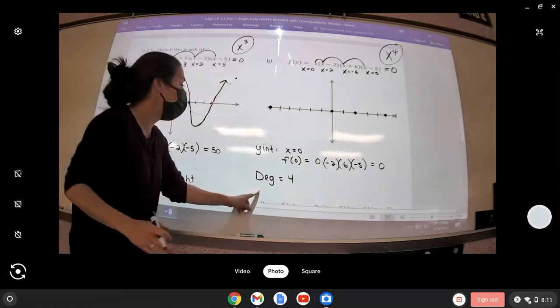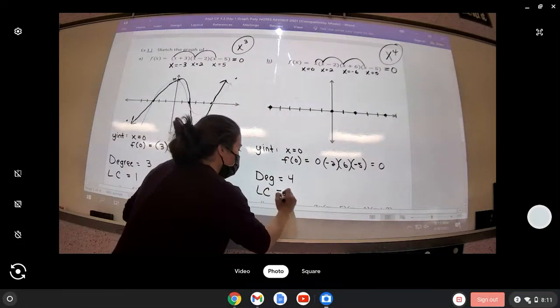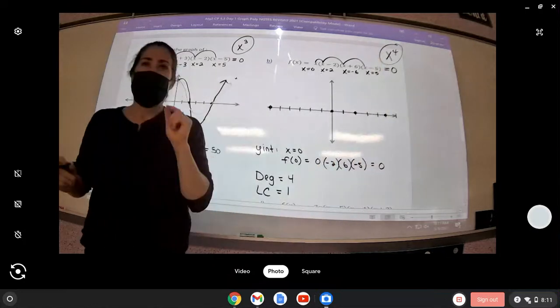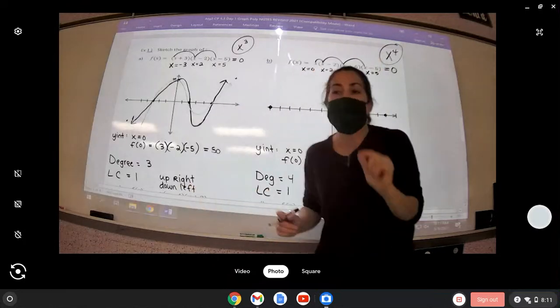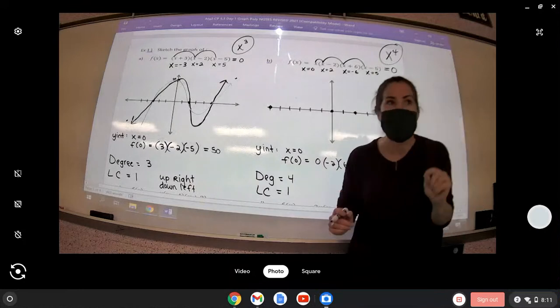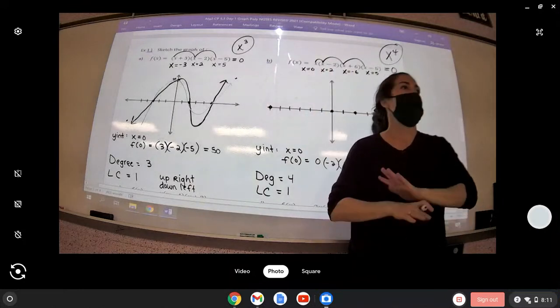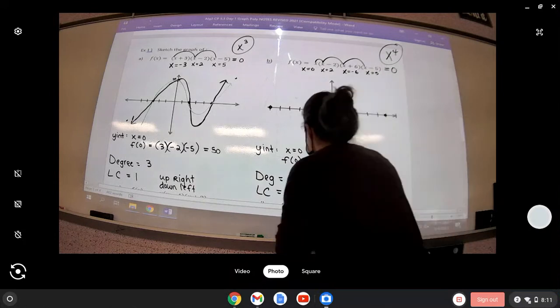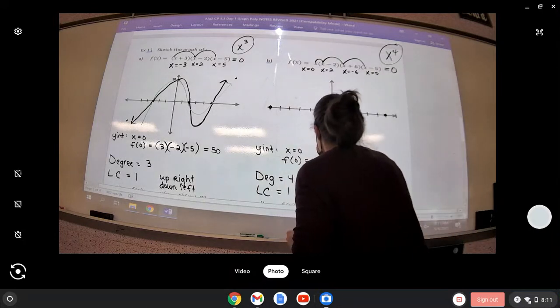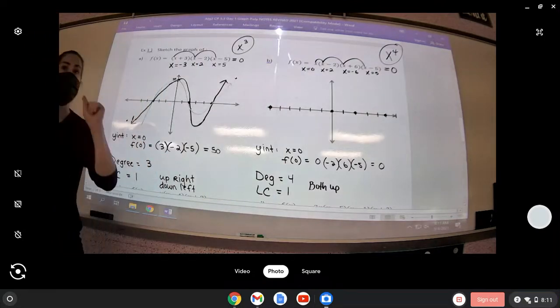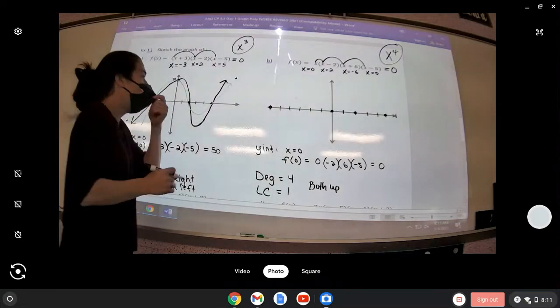All right, well, the leading coefficient. The leading coefficient is assumed to be 1. So guys, if you have a positive leading coefficient on an even degree graph, are both ends up or both ends down? Both up. Those are the rules that we wrote down yesterday. Think about your parabola. If that leading a value is positive, the parabola went up.